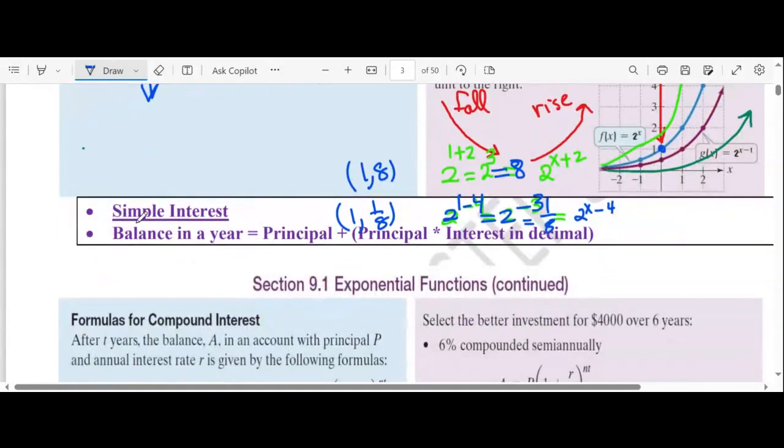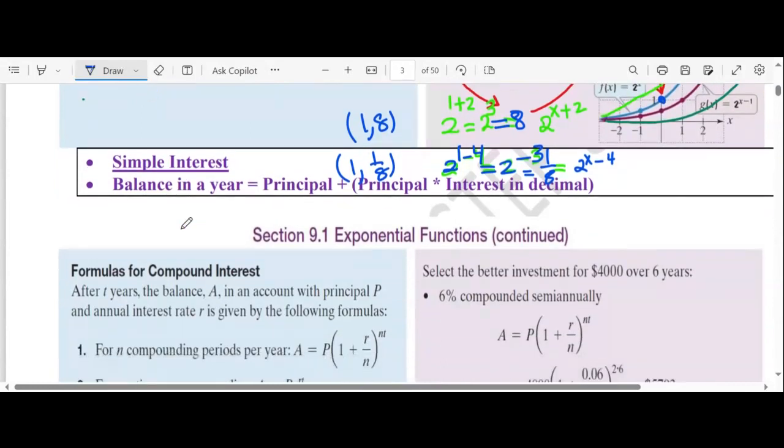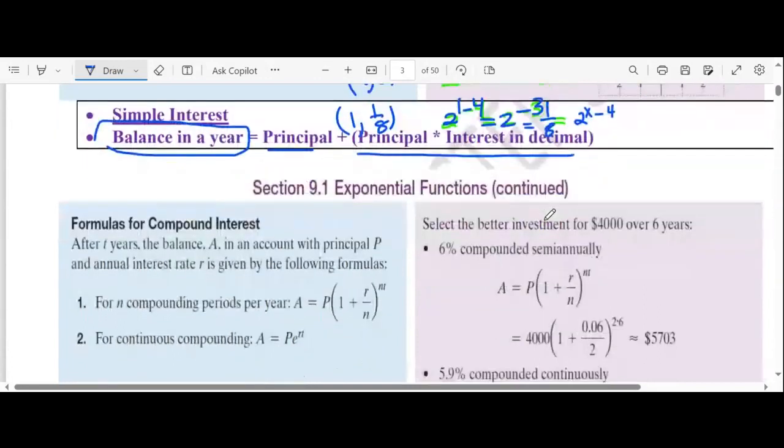Now let's go for simple interest. What's simple interest? What does interest mean? When you put your money in the bank, what do you get? Interest. What does interest mean in Arabic? Yes, exactly. So your balance in 1 year, how can you get your balance in 1 year? It equals principal times principal plus interest in decimal. I will explain this later, okay? We're just going over the rules now, okay?